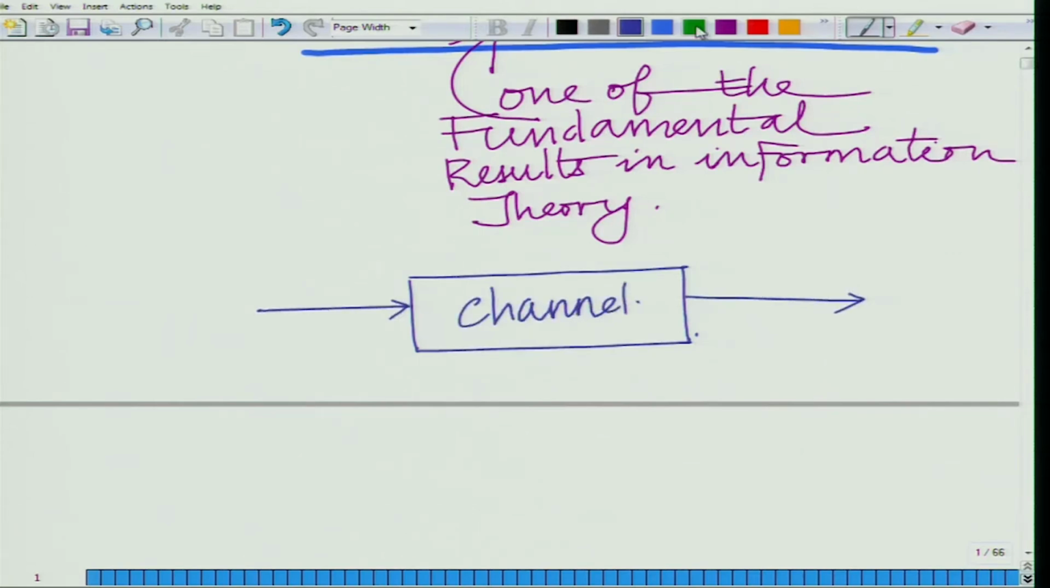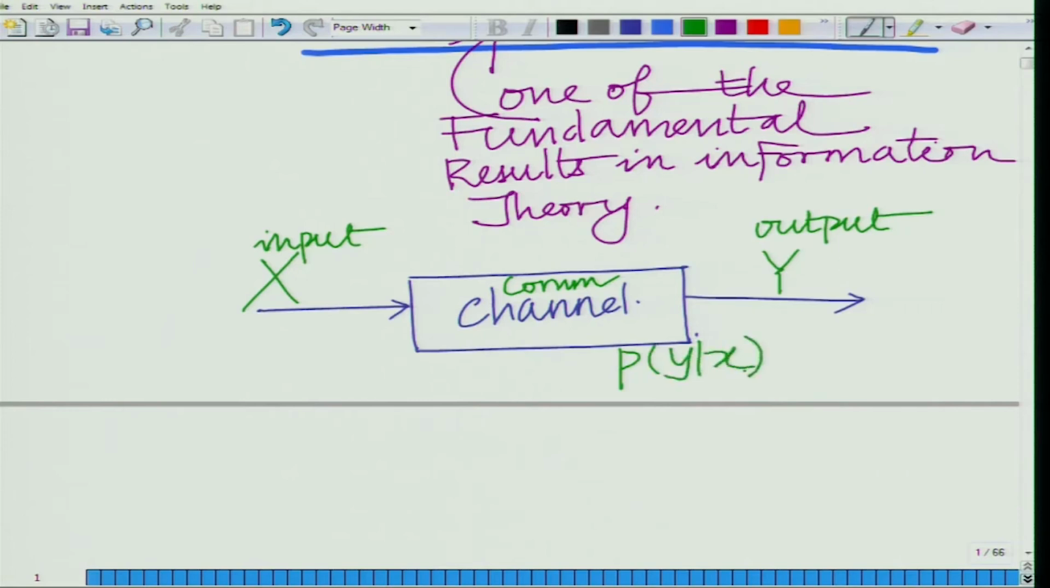and this can be any channel, and I have an X which is the input stream and Y which is the output. Okay, this is your communication channel, described by the transition probabilities P(y given x), that is the probability that the output takes a certain value corresponding to a given input symbol. So the channel is described by a set of transition probabilities, correct.